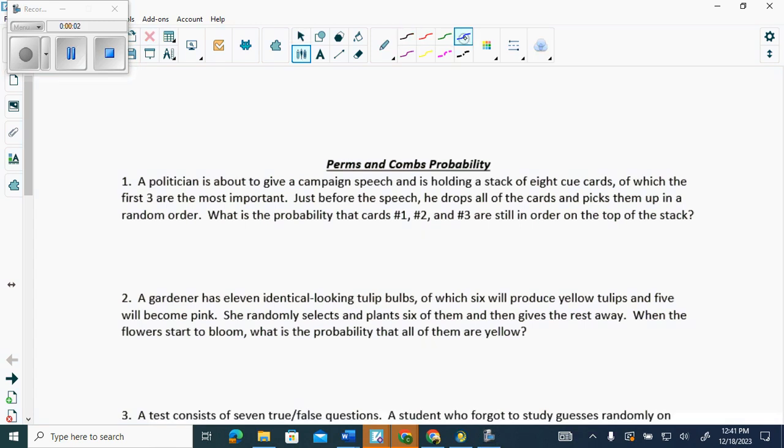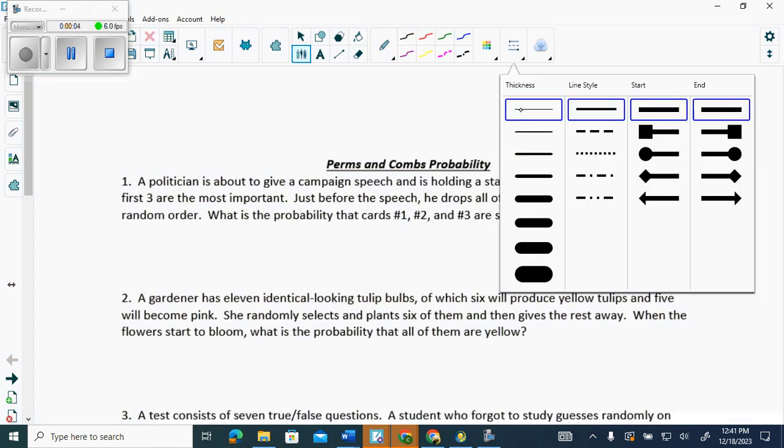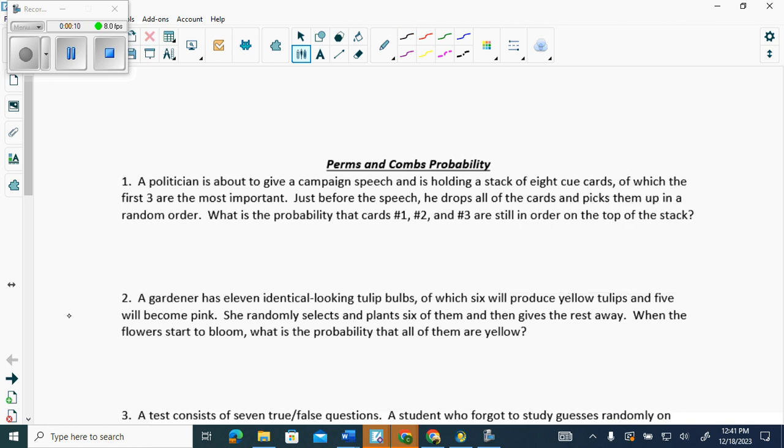If it comes after the word probability, it affects only the top, right? So here we have a politician. We're going to redo this one. A politician is about to give a campaign speech and is holding a stack of 8 cue cards. So that's 8 total. We agree?